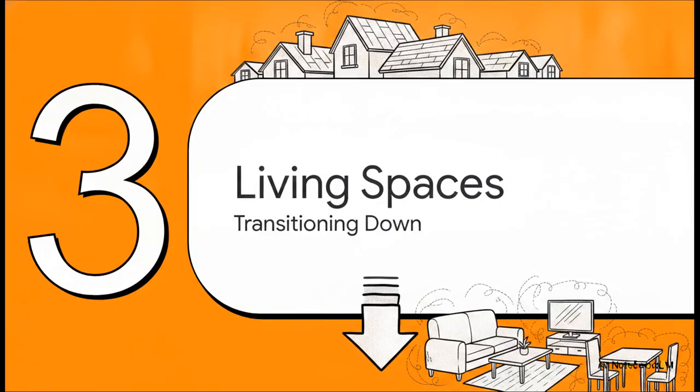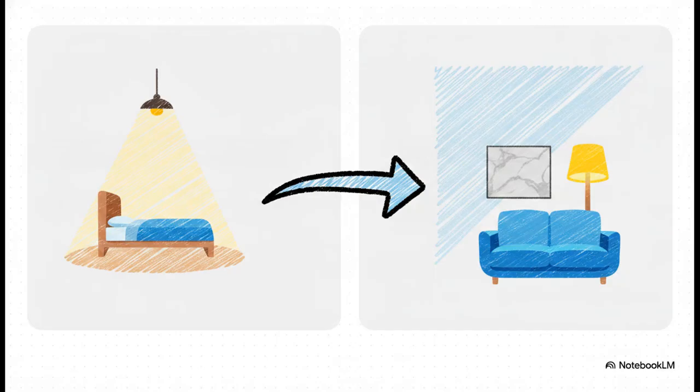Next up is section 3. Transitioning down to the living spaces. The spatial design totally drives the mood here. Up in the private quarters, we relied on warm pendant glows and intimate proportions to make it feel cozy.